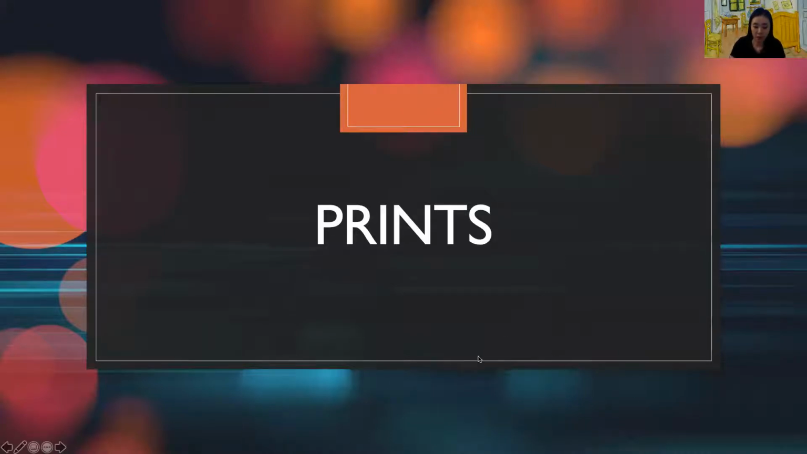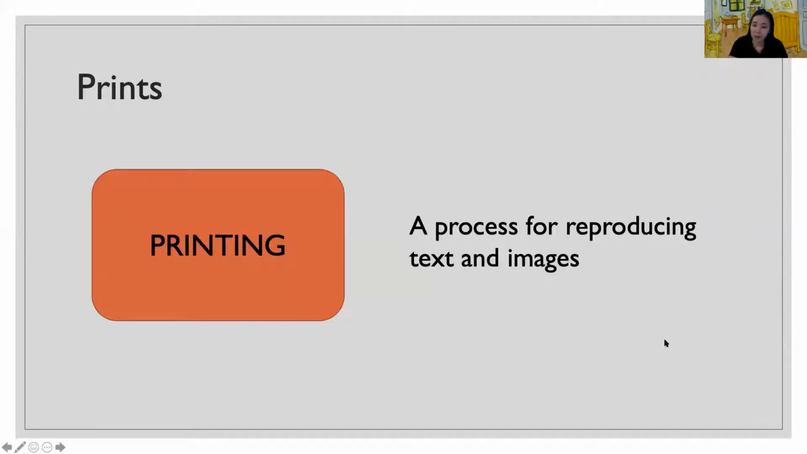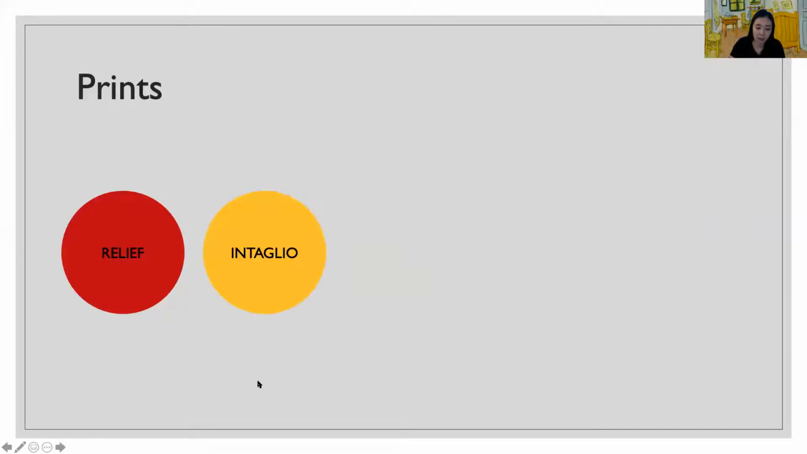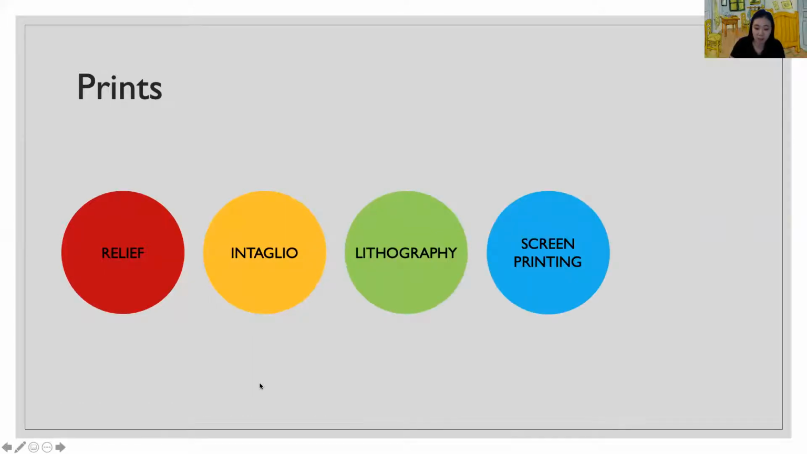So let's see what the print is. So printing is a process for reproducing text and images using a master form or template. So there are 5 big printing techniques. First one is relief. Second one is intaglio and lithography, screen printing, and the last one is digital inkjet.